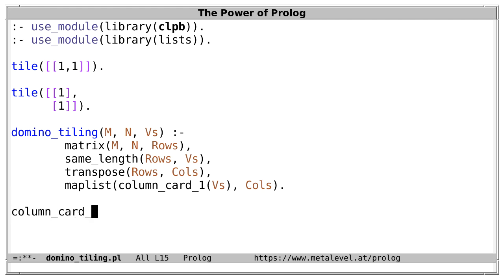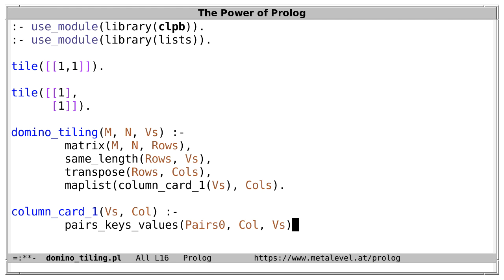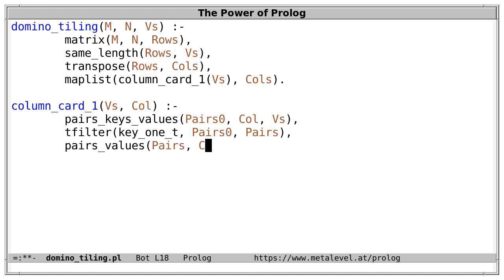And we describe when this holds for a single column col, a list of integers. For this, it's useful to reason about pairs, where the integers in the column are the keys, and the variables xi are the values. Now, we want a specific subset of these pairs, so we use t-filter. We want all pairs where the key is 1. So we relate all pairs 0, to that subset pairs. And from that subset, we only need the values, the associated Boolean variables.